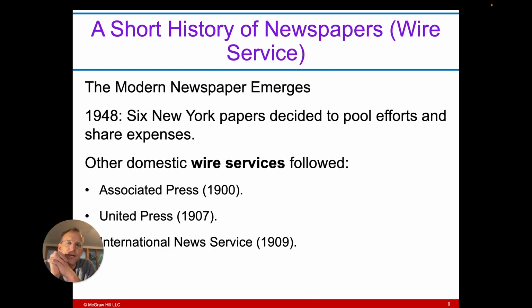Wire services. Now, the modern newspaper emerges with the development of wire services, and in 1848, 6 New York papers decided to pool efforts and share expenses. Other domestic wire services followed. The biggest one is the Associated Press. There's also UPI, there's International News Service, there's Reuters. You will see others of them out there.